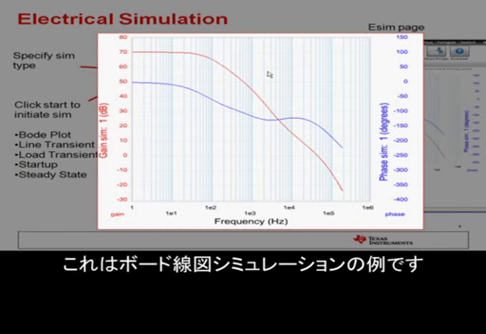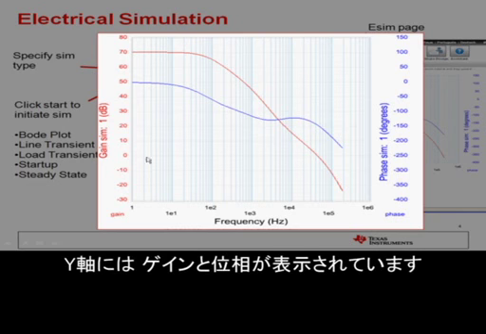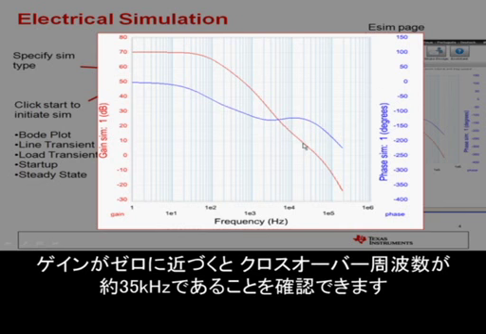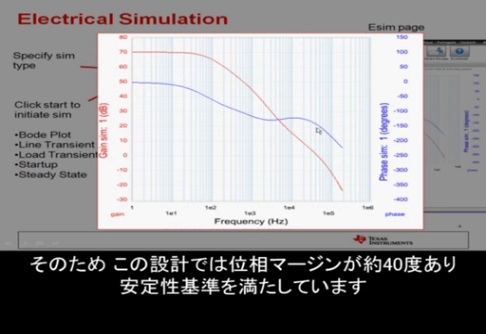Here's an example of a Bode plot simulation. On the x-axis here we see the frequency, on the y-axis we see the gain and the phase. And we can see here as the gain approaches 0, that's our crossover frequency, which is approximately 35 kilohertz. We go up here and look at the phase, which is coming in at about negative 140 degrees, and so we have about 40 degrees of phase margin for this design, which meets the criteria for stability.